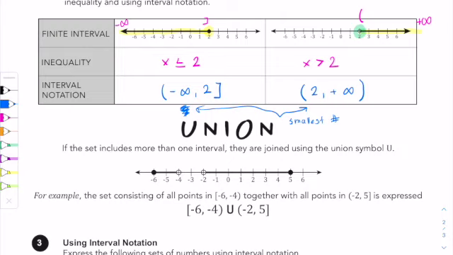Okay, unions. So if a set includes more than one interval, they are joined using the union symbol. It looks like a U. This is a done example for you.